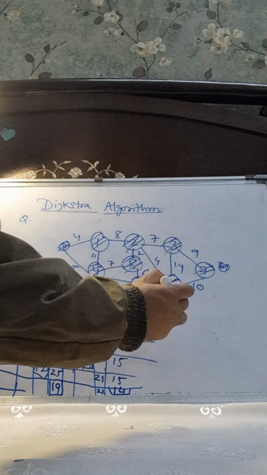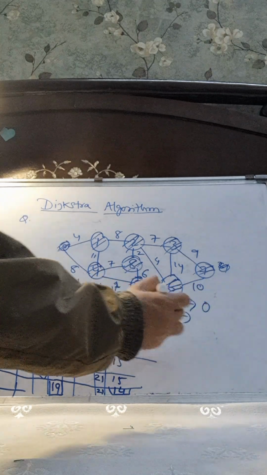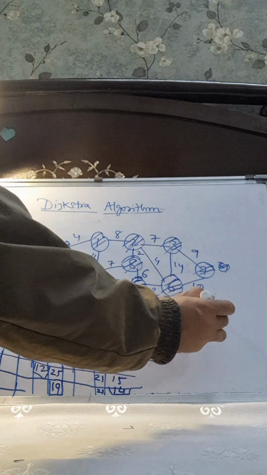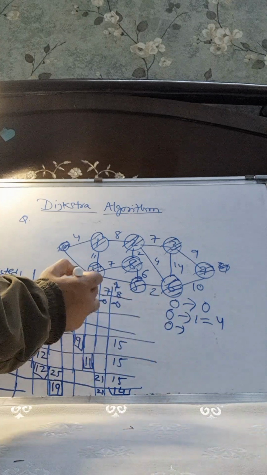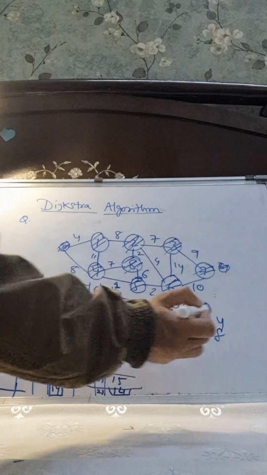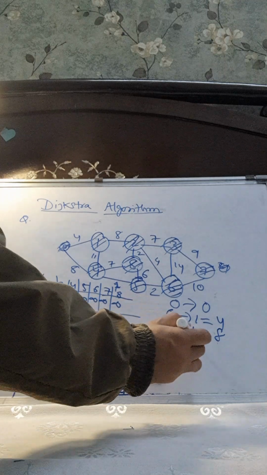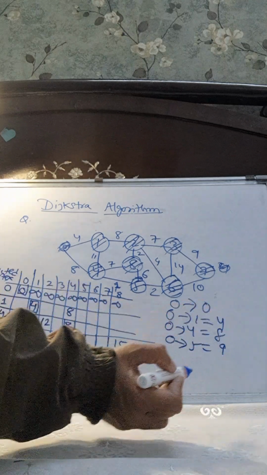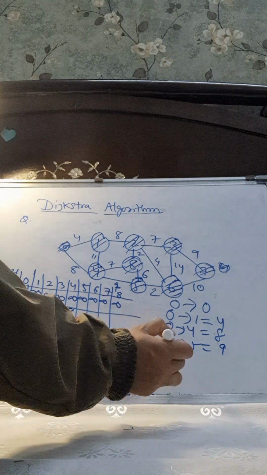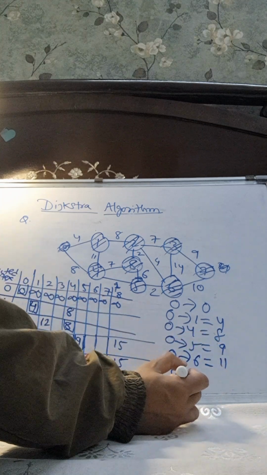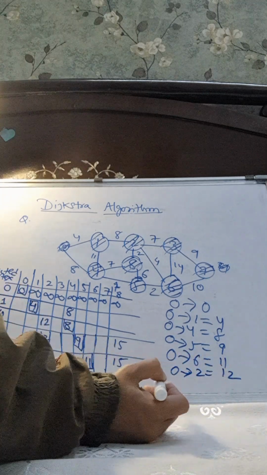So what is the cost we are getting? 0 to 0 cost is 0. From 0 to 1 we are getting how much cost? 4, whatever I have circled. From 0 to 4, what is the cost? We got a cost of 8. From 0 to 5, we got a cost of 9. And from 0 to 6, we got a cost of 11. And from 0 to 2, we got a cost of 12.